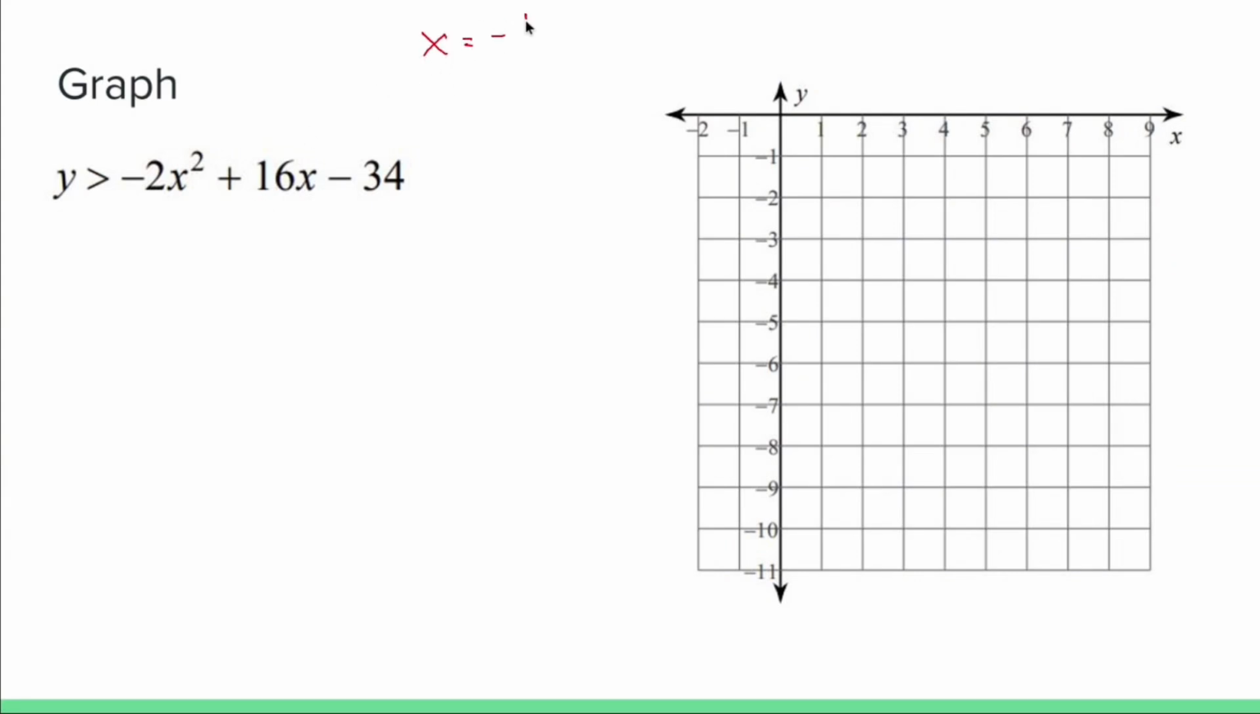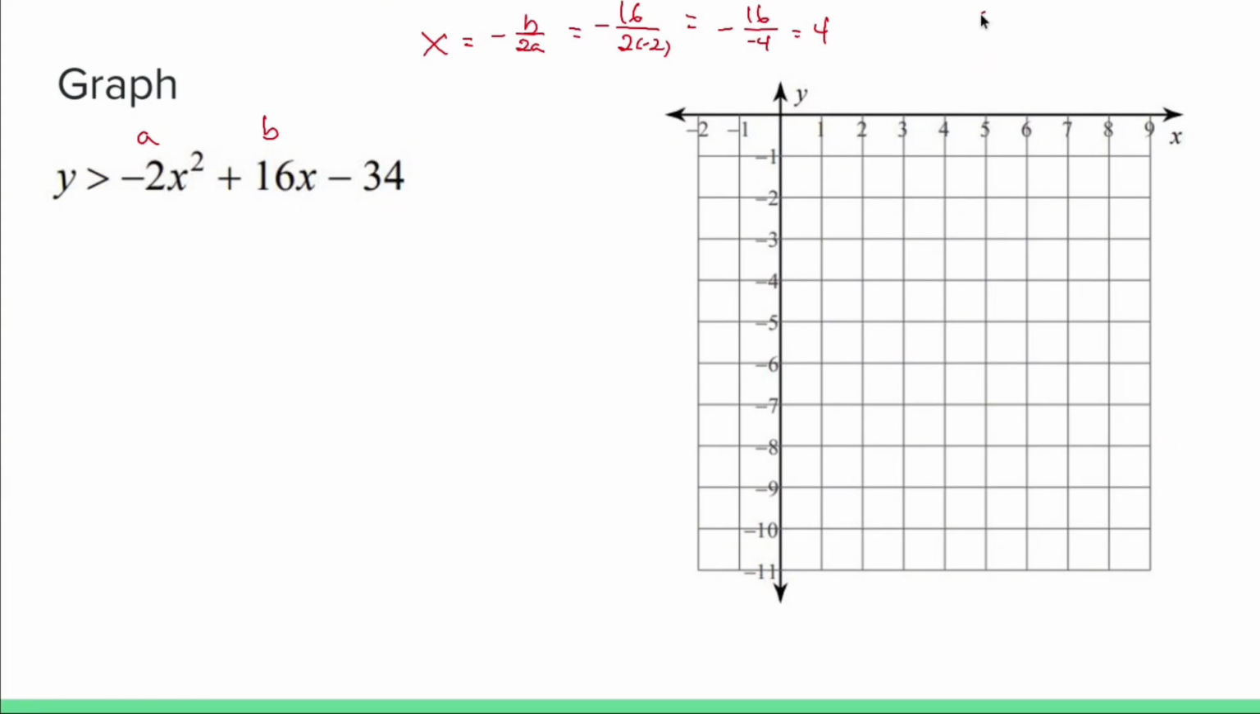So the vertex is negative b over 2a. So negative 2 would be my a, 16 would be my b. So if my x is negative b over 2a, that's negative 16 over 2 times negative 2, which is negative 16 over negative 4, which is 4. So all the action begins at 4. This is a negative leading coefficient, so this is going to open downward.